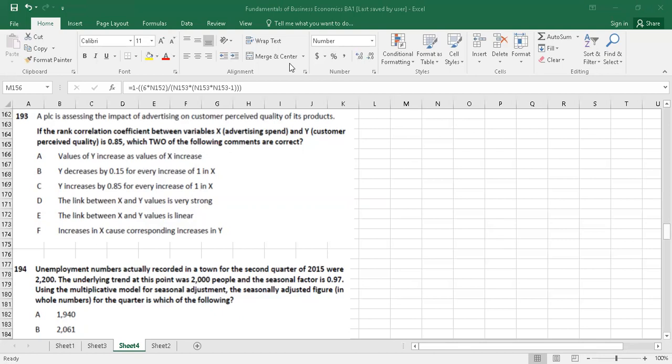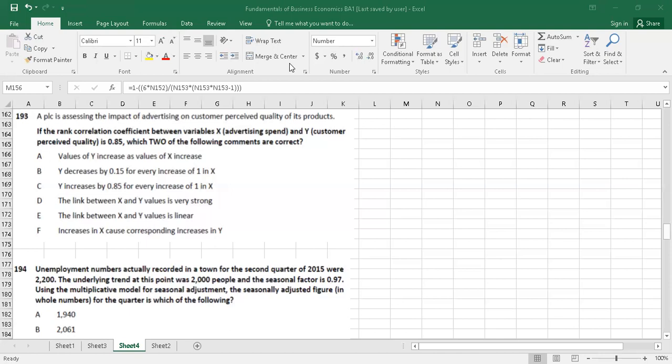Why B cannot be correct? Because Y decreases. It is not about decreasing, but about increasing. So B, no matter what, cannot be selected. If it was a negative value, then when the independent variable is increasing, the dependent variable would decrease. But it is plus 0.85. Therefore, B cannot be the answer.